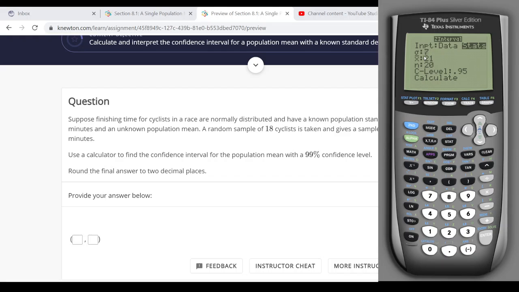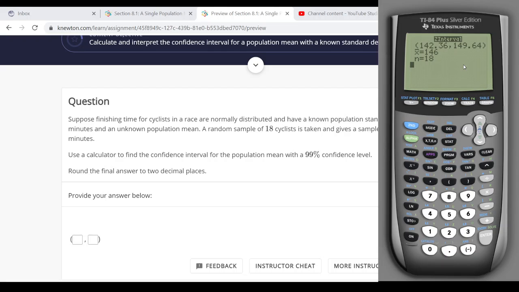What is the sigma? Well, they told us the population standard deviation was 6 minutes, right? So 6. What was the x bar? They said the sample mean for that sample was 146 minutes, so 146. And then n, what was the sample size? 18 cyclists. And then the confidence level, the C level, was 99%, so I enter that as 0.99. 0.99, and then calculate. And there we go.